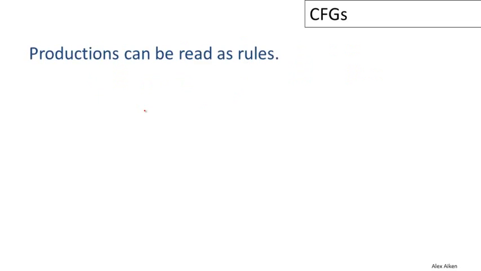Now, productions can be read as rules. So let's write down one of our productions from the example grammar. What does this mean? This means wherever we see an S, we can replace it by the string of symbols on the right-hand side. So wherever I see an S, I can take the S out. That's important. I remove the S that appears on the left side, and I replace it by the string of symbols on the right-hand side. So productions can be read as replacement rules. The right-hand side replaces the left-hand side.